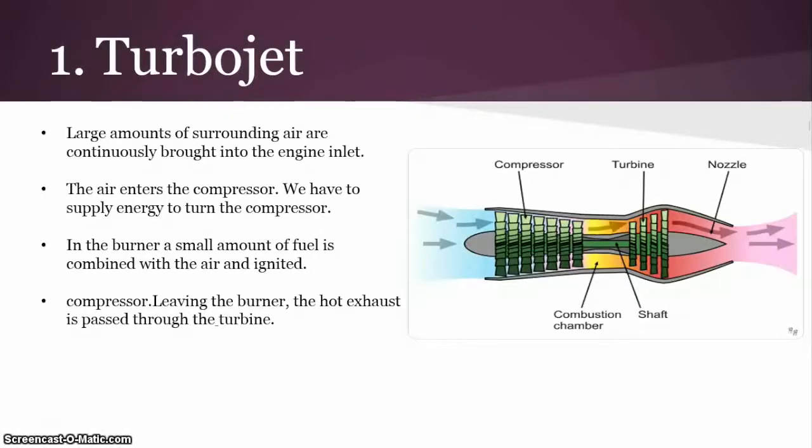Turbojet. Large amounts of surrounding air are continuously brought into the engine inlet. At the rear of the inlet, the air enters the compressor. We have to supply energy to turn the compressor. At the exit of the compressor, the air is at a much higher pressure than free stream. In the burner, a small amount of fuel is combined with the air and ignited. Leaving the burner, the hot exhaust is passed through the turbine. The turbine works like a windmill. Instead of needing energy to turn the blades to make the air flow, the turbine extracts energy from a flow of gas by making the blades spin in the flow.